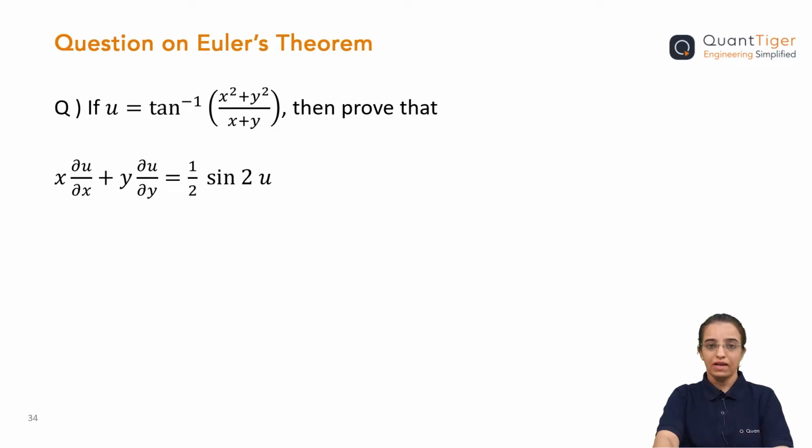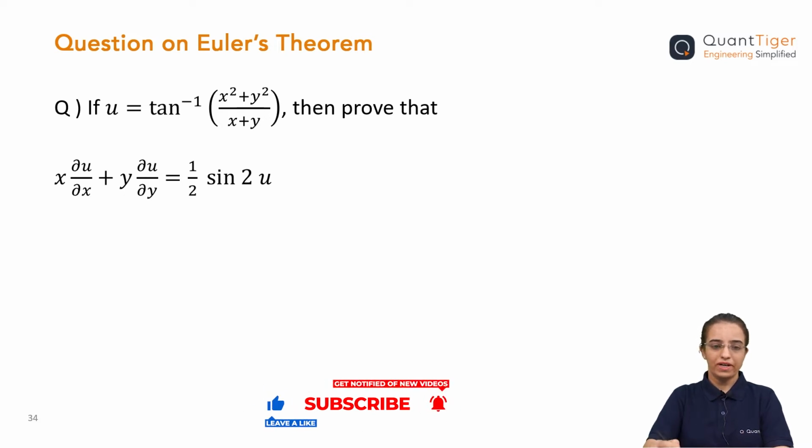Hello everyone. Let's see quickly some questions on Euler's theorem using two variables, so it will be more clear for you. Here I have taken one question which is important.